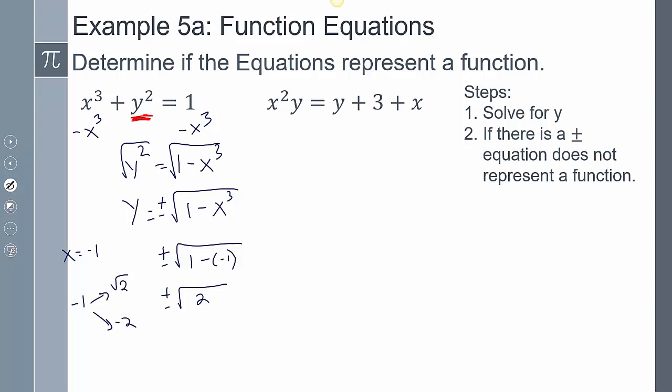So since my x value, -1, maps to two different y values, positive root 2 and negative root 2, this is not a function. And so a pattern that we're going to see is that if we ever see this notation of plus or minus, we're going to know that it does not represent a function. So on this one, let me conclude, not a function.